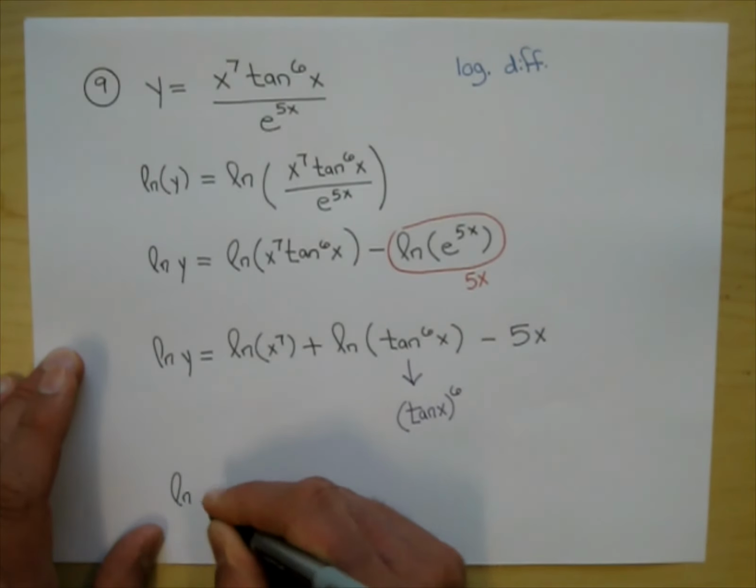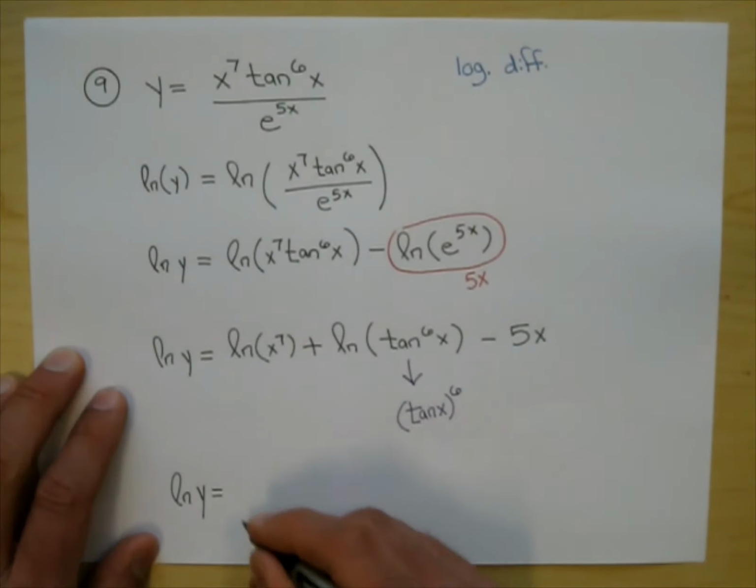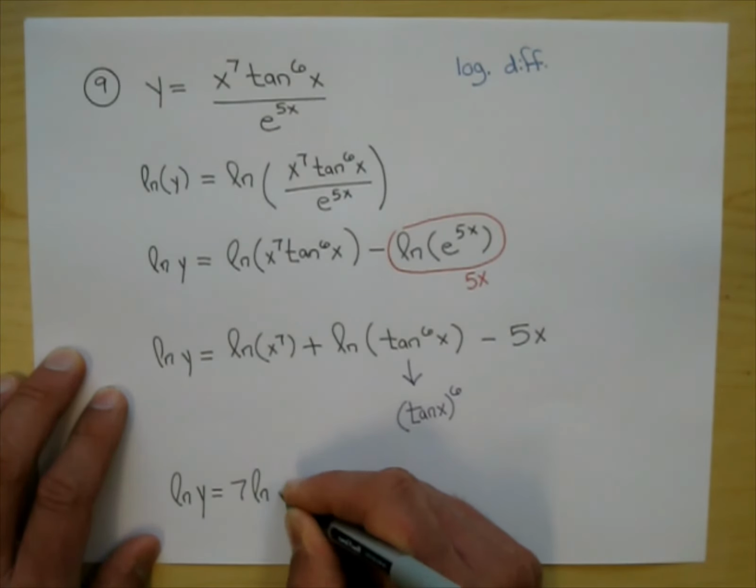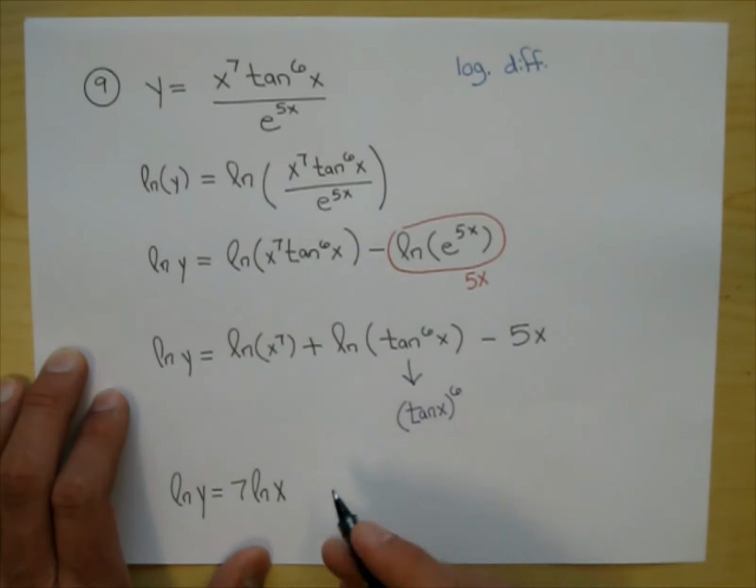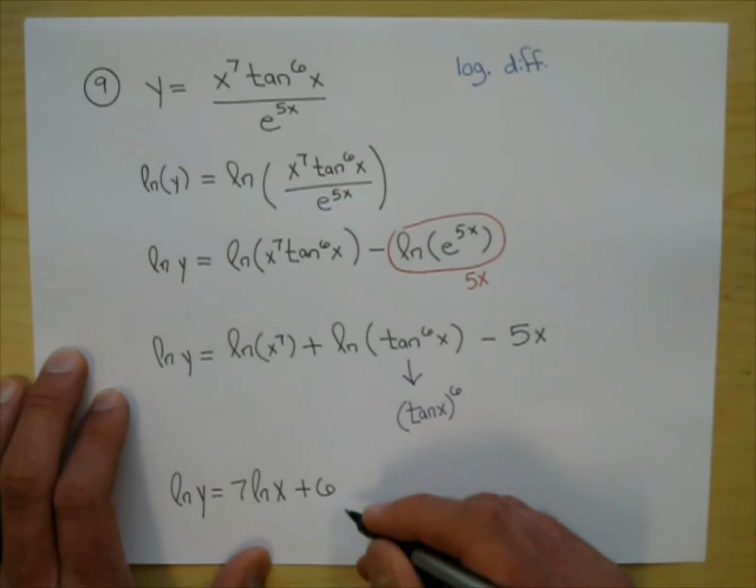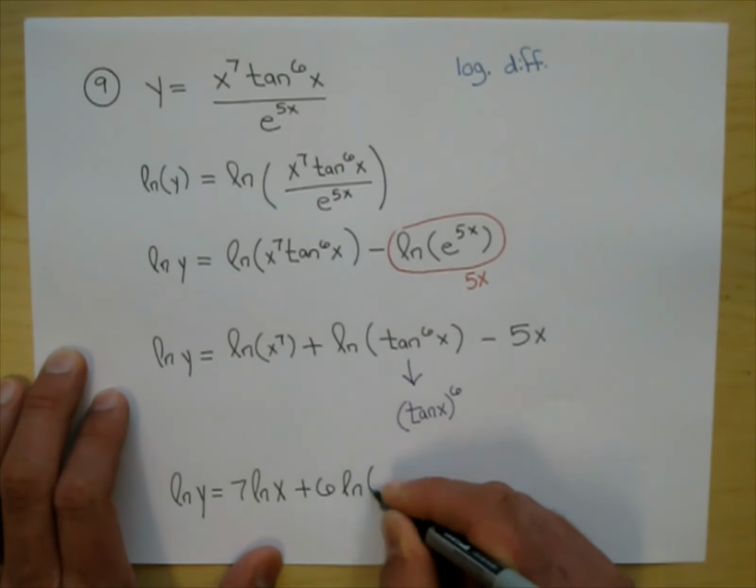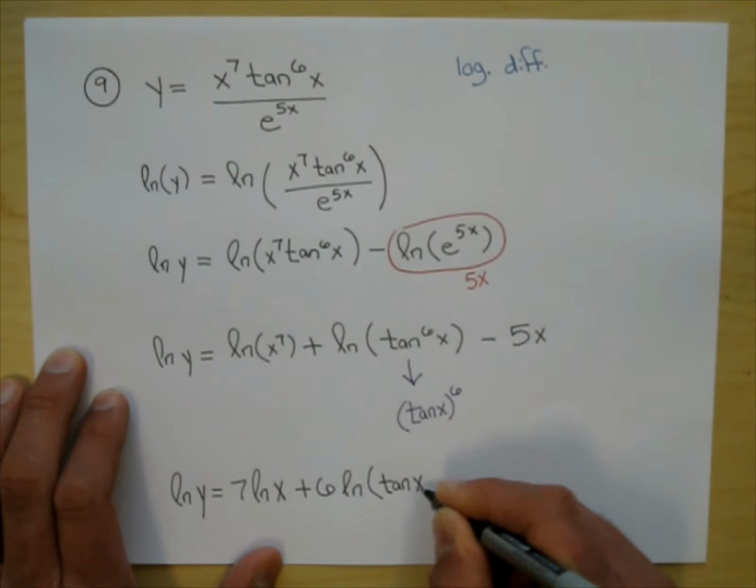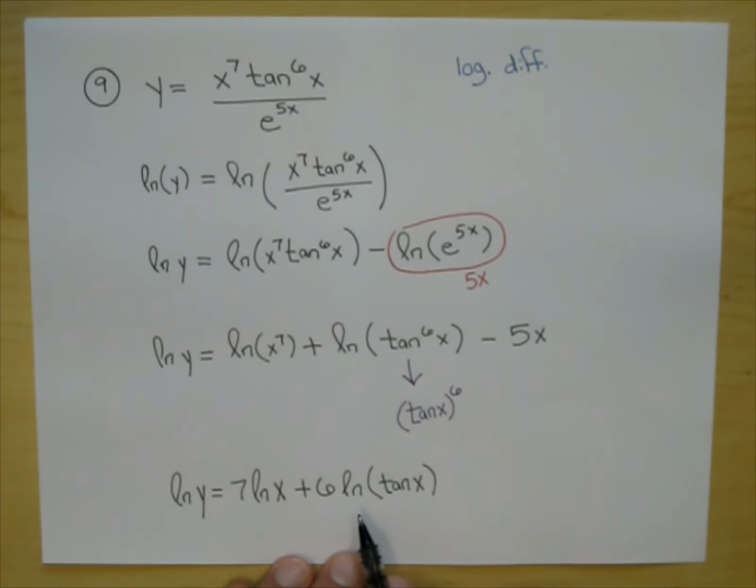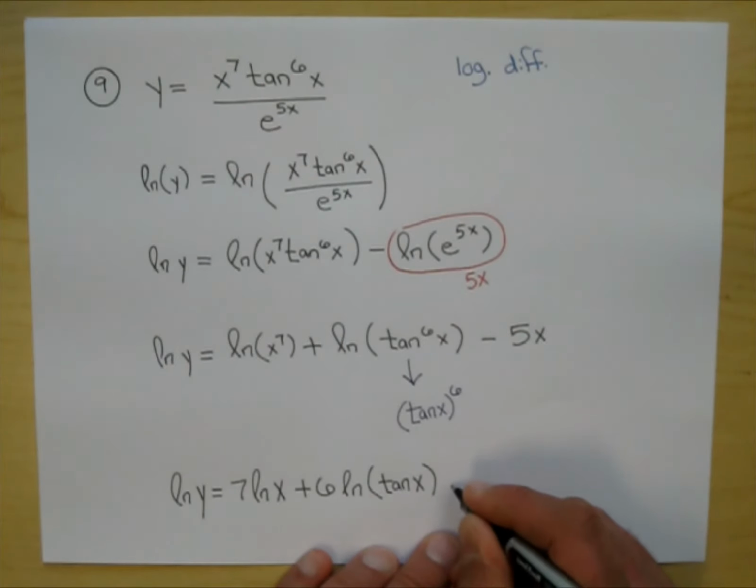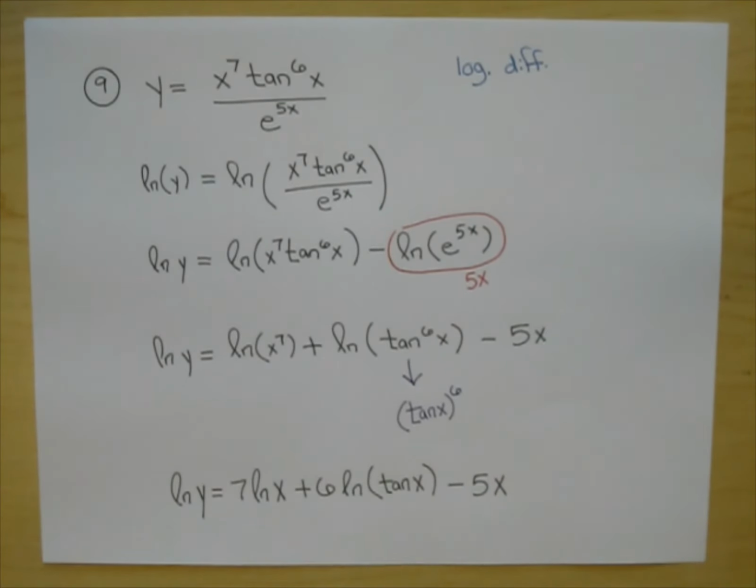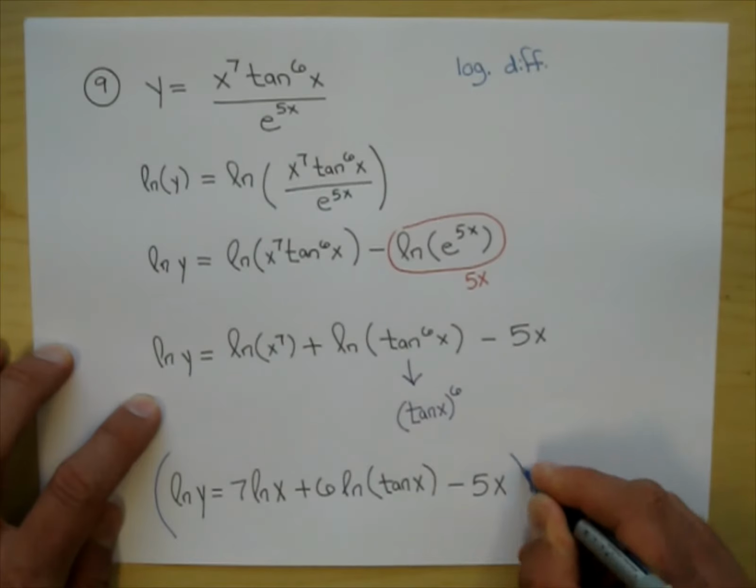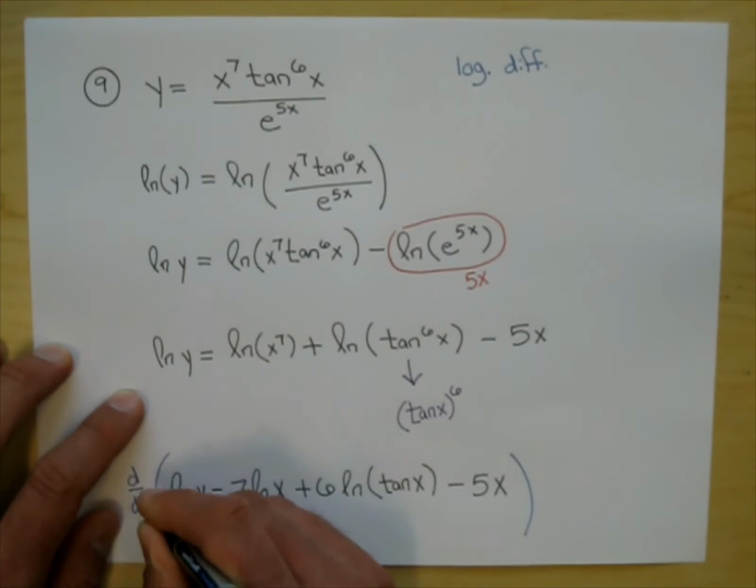This is ln y equals 7 ln x, and then over here plus 6 ln tangent x. Whenever we have a trig function as the argument of a logarithm, I just find it good taste to put parentheses around that, because otherwise it messes with my eyes. So the 6 goes out front, and then we have minus 5x. Okay, so it is now time to take out your derivative gun and zap both sides of this equation with the derivative gun. So d dx. That's what we're going to do here.